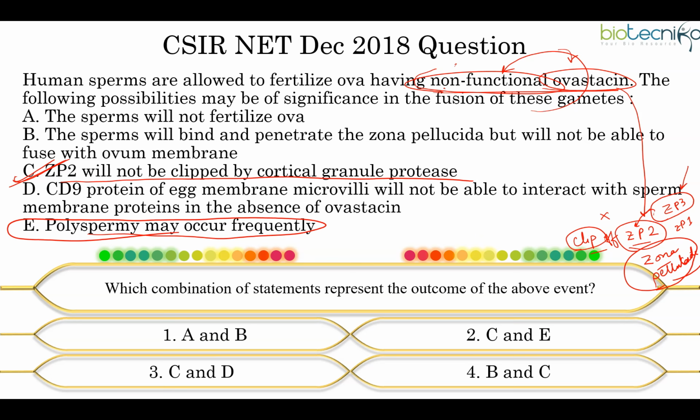However, the other regular fertilization events will not be affected at all, because for cortical granules to get released, at least one fertilization should occur, right? Then only the cortical granule exocytosis will take place. So that first fertilization will not be prevented or affected by functional or non-functional ovastatin. So sperms will bind and fuse with the ovum membrane, and CD9 protein will be able to interact with the sperm membrane. CD9 is a fusogenic protein over here.